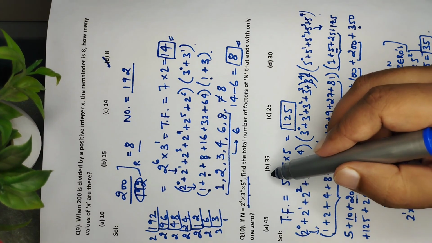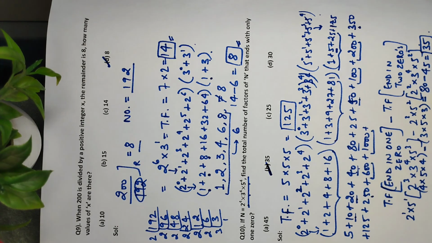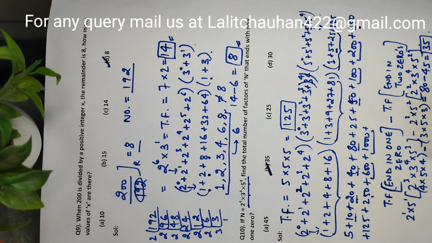There are a total of 35 factors that end with 1 zero. So this is how we solve such kind of questions. I hope all of you understand all these questions.